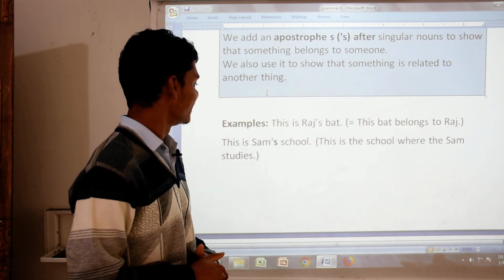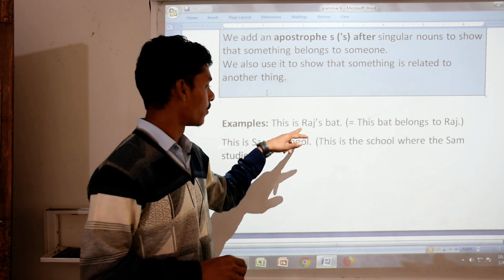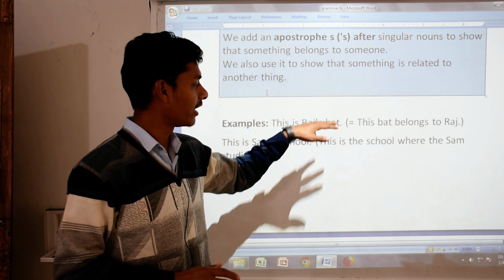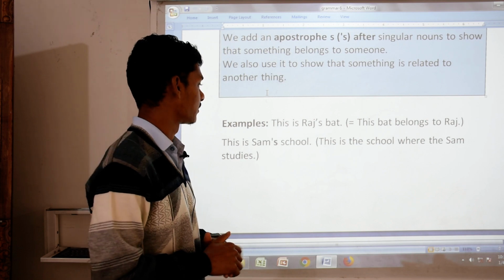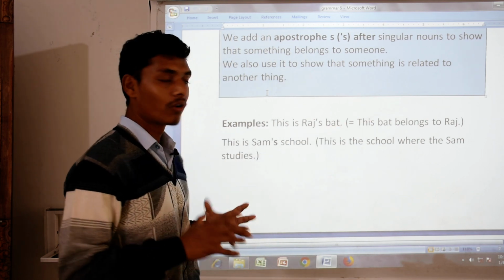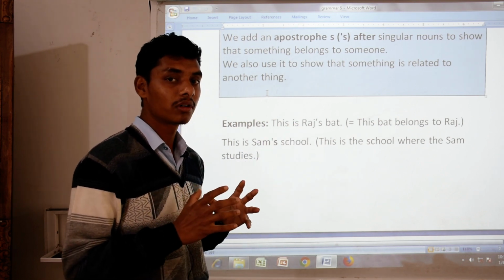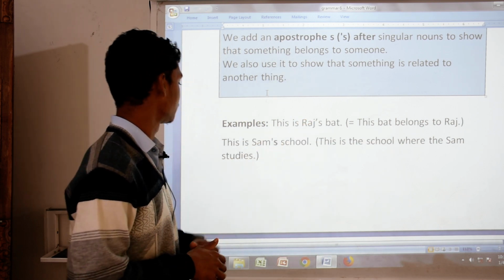Examples. First, this is Raj's bat. You can see the apostrophe and after it S. So, Raj and bat. Whom does the bat belong to? This bat belongs to Raj. So here what is our noun? The noun is Raj, but what is the thing of Raj? The thing is the bat, which belongs to Raj.